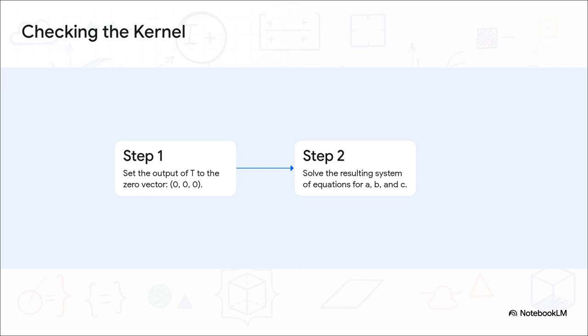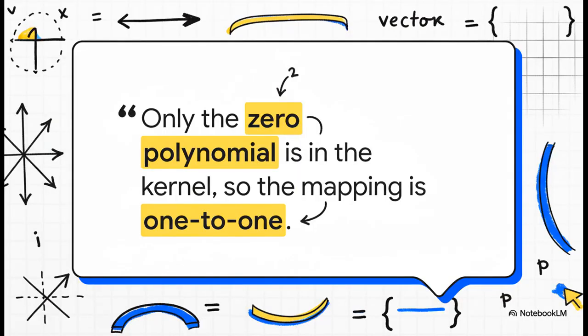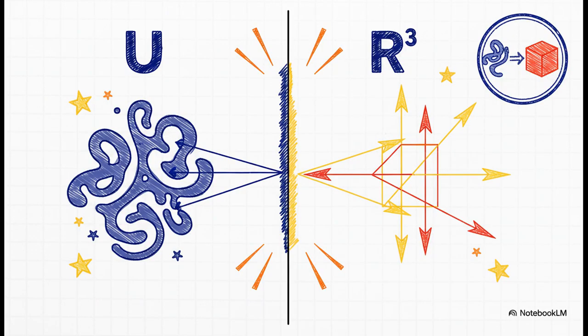It's a clean map. And when you actually solve that little system of equations, what do you find? The only possible solution is that A, B, and C are all 0. And if A, B, and C are all 0, what polynomial do you have? The zero polynomial, so the kernel is trivial. It just has the zero vector in it. That's exactly what we wanted to see. And that's it. That's the smoking gun.